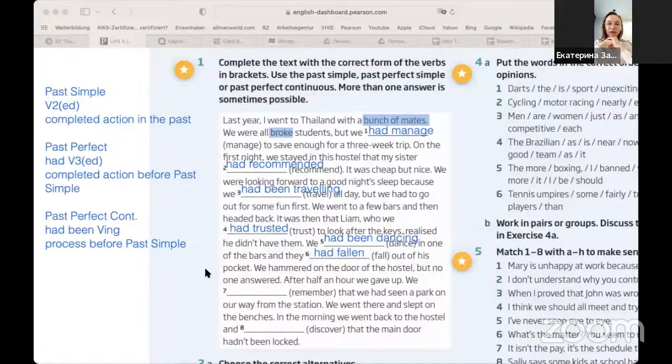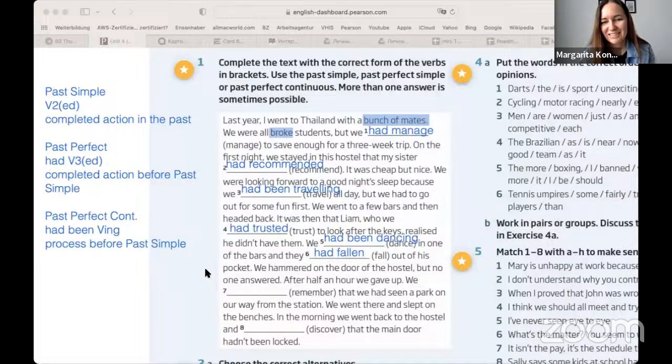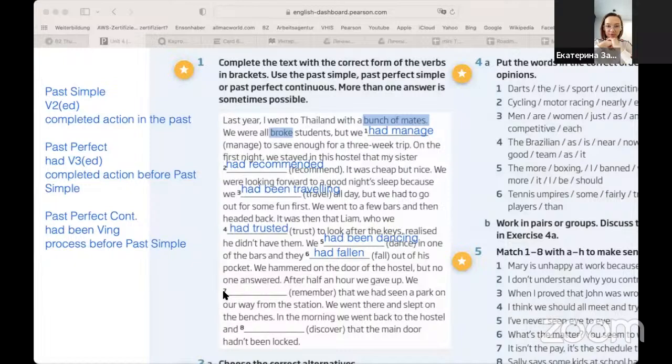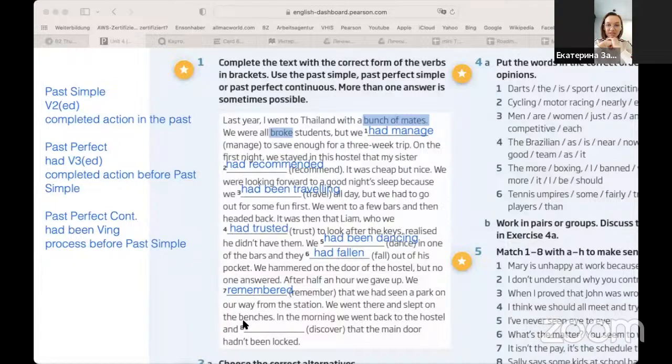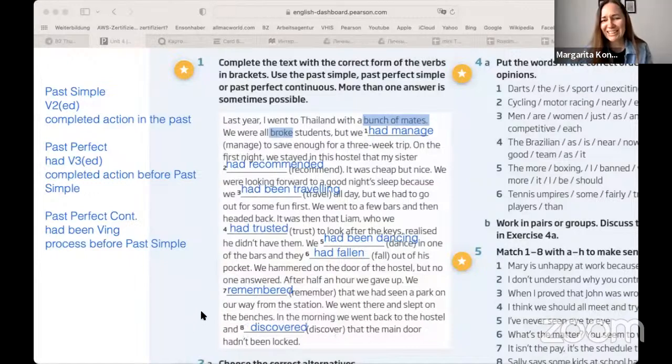We hammered on the door of the hostel, but no one answered. After half an hour, we gave up. Okay. We remembered that we had seen a park on our way from the station. We went there and slept on the benches. In the morning, we went back to the hostel and discovered that the main door hadn't been locked.